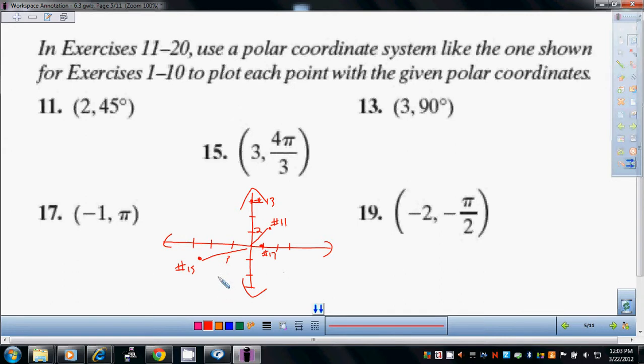Oh, it might be. Yeah, you're right. That would be 7 pi 6. There'd be more down here. You're correct.